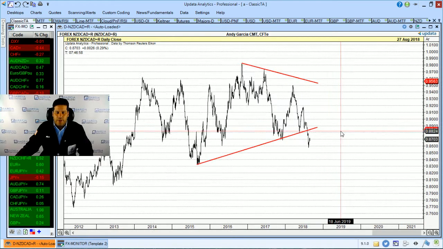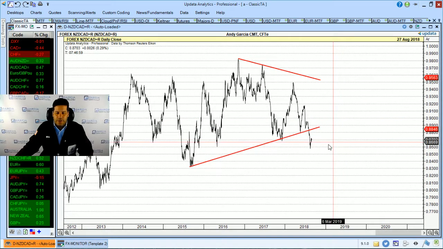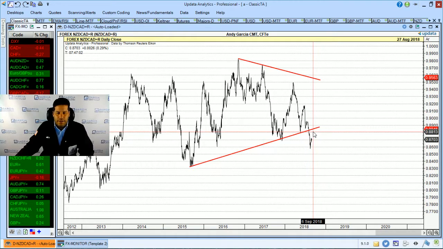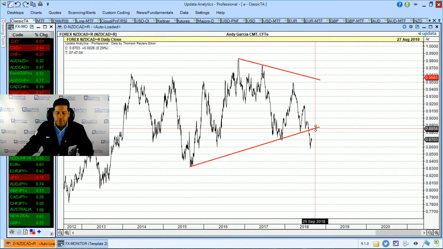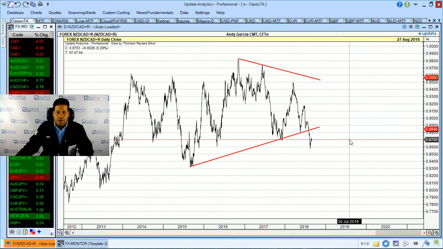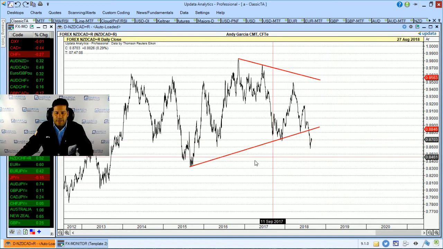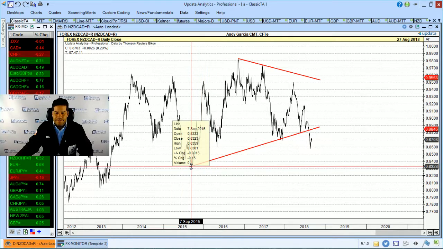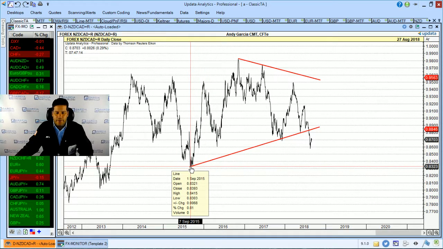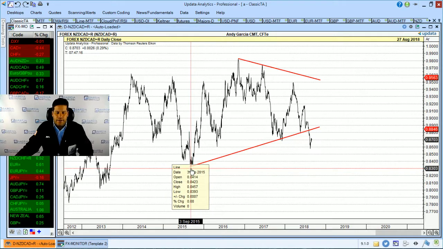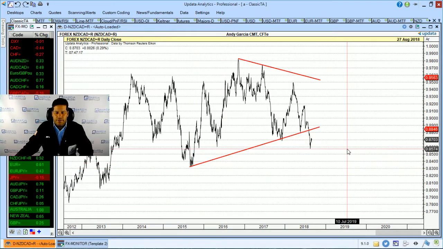I'm looking for this market to actually continue to move lower as long as we can stay beneath this lower trend line here. Okay, so the New Zealand Canadian dollar is definitely setting up for a nice move to the downside. Look for a target somewhere in the neighborhood of the 83 area, down at these lows going back to 2015.